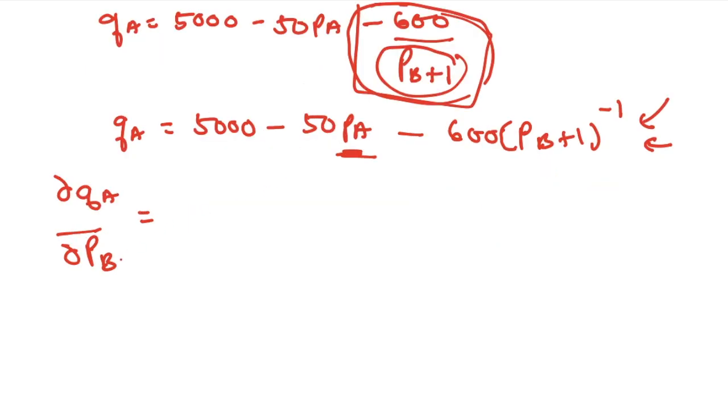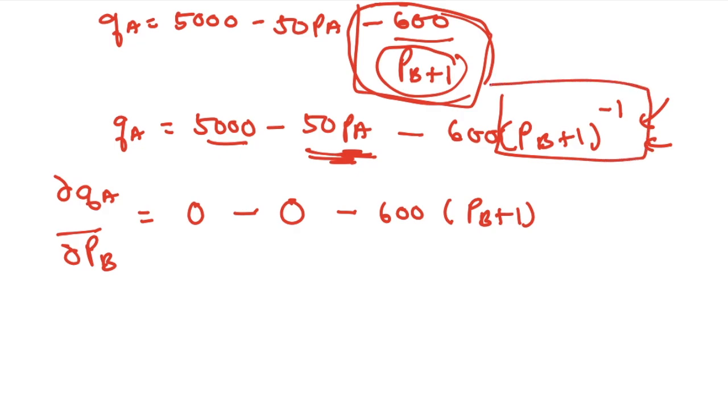You get me? So here, let's do the first one. Delta QA over delta PB. Any PB here? No. So it becomes 0 when you differentiate, isn't it? Minus, any PB here? You differentiate this, it becomes 0. Okay? Minus, any PB here? Yes. So you have 600 constant, because multiply 600 still appears here. And then PB plus 1, you can use chain rule to differentiate this. So rewrite again PB plus 1. This minus 1 power, you bring it here, minus 1.